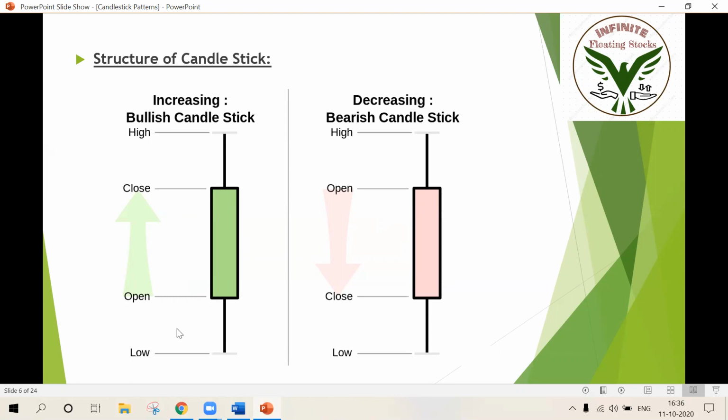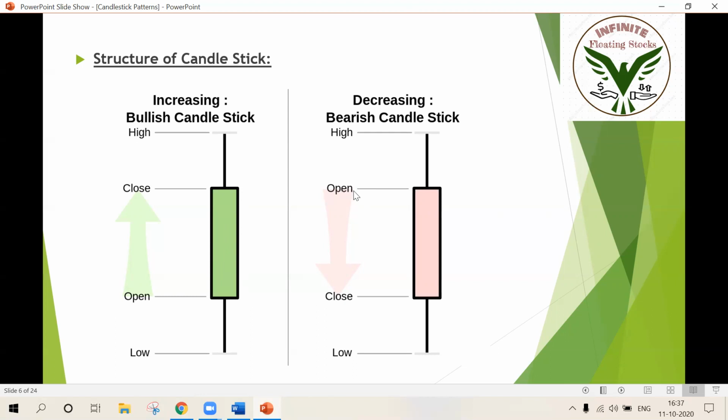Here comes the interesting topic. Now see, open is at the bottom of a green candle, but open is at the top of a red candle. This is very important because open is nothing but the opening price. The price will open here, and what do the buyers do? They try to push the price upward, right? So if the buying pressure is more, the candle color will be green. So open will be at the bottom, and they push the price upward, so the color will be green.